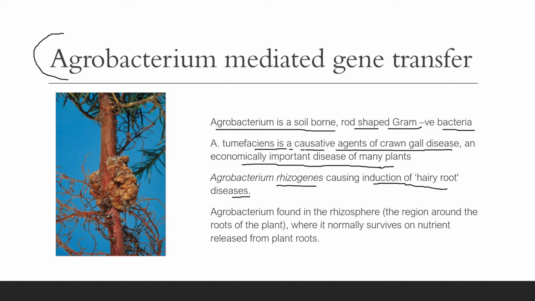Agrobacterium is found in the rhizosphere, the region around the roots of the plant, where it normally survives on nutrient release from the plant roots. So we'll be talking about Agrobacterium tumefaciens, which is generally found around the soil where it can survive with the help of the nutrients released from the plant roots.